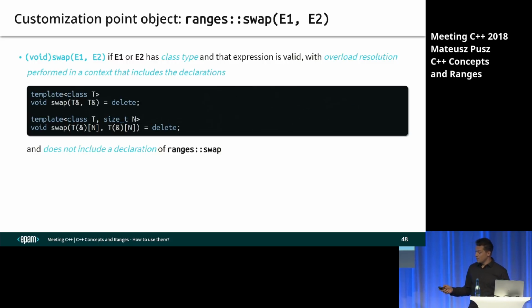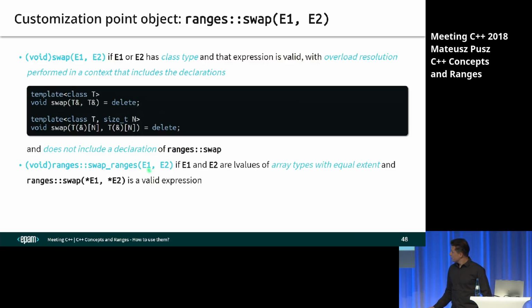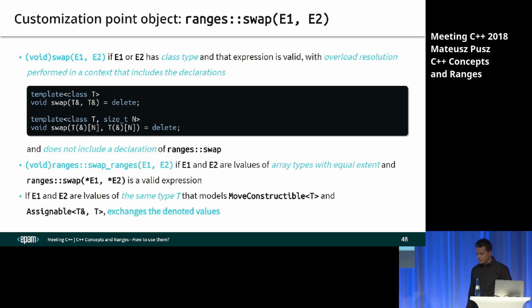So coming back to ranges swap. Ranges swap does swap E1, E2 if it's specified by the user. It finds it with ADL. And additionally, it has a so-called poison pill that adds additional signatures to overload resolution, so the default implementation from namespace std will not be found. If we are working with arrays, then swap ranges on those two types will be called. Otherwise, if E1 and E2 model move constructible and assignable, so basically swappable, then we'll exchange the denoted values.